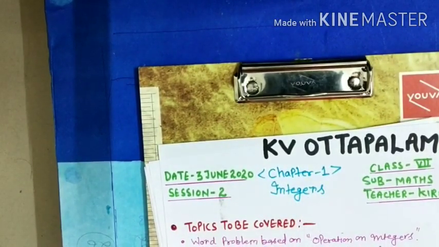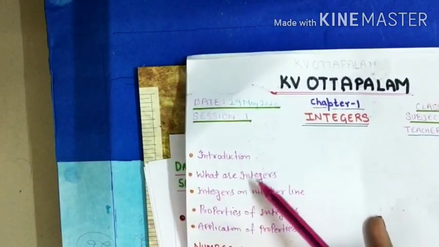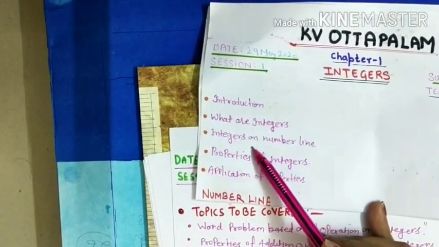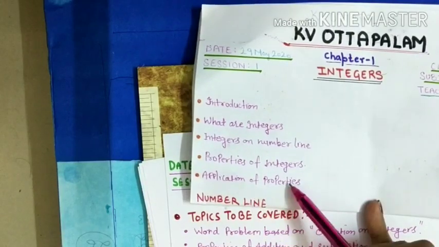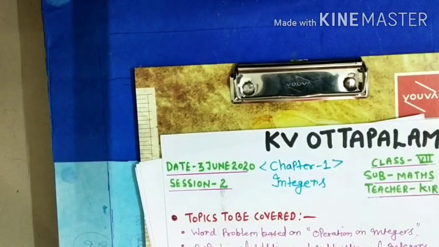Before starting today's session, let's have a look at the previous class, children. In the last session, we studied the topics: What are integers? Integers on the number line, properties of integers, application of integers. Means we have learned operations on integers.